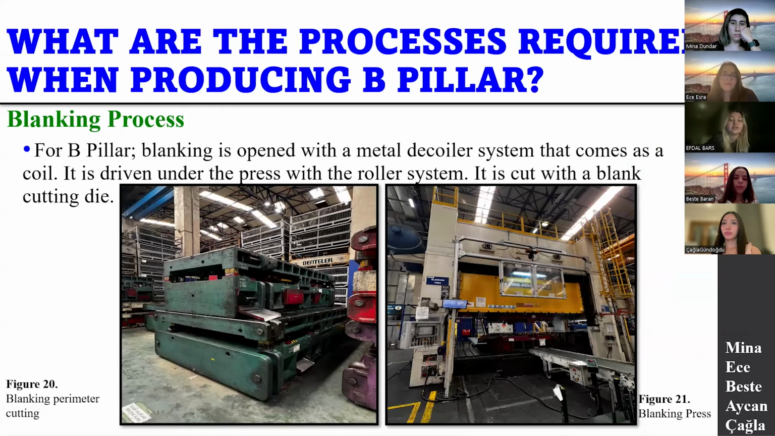What are the processes required when producing B-pillar? First one is blanking process. Blanking process is the production of the middle part that will enter the next process. For B-pillar, it is opened with metal decoiler system that comes as coil. It is driven under the press with roller system.